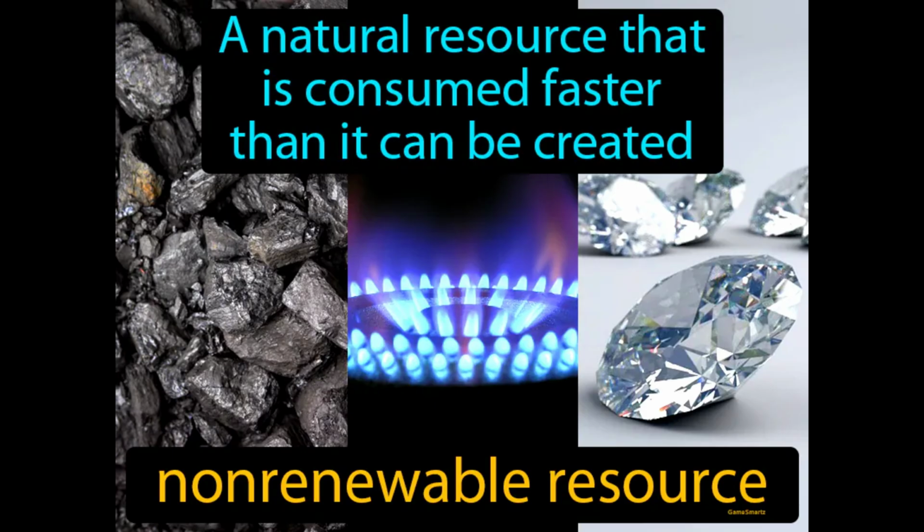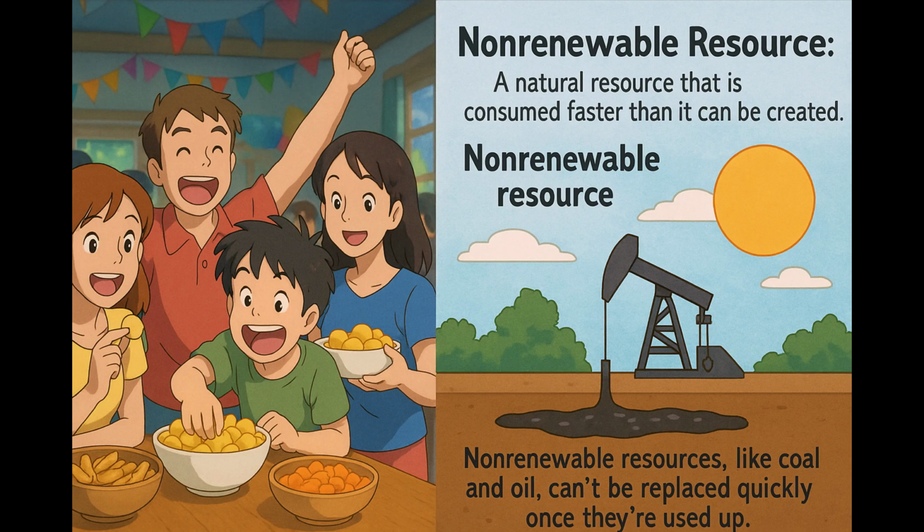A natural resource that is consumed faster than it can be created is called a non-renewable resource. In simple terms, non-renewable resources like coal and oil can't be replaced quickly once they're used up. Imagine you're at a party with a limited number of snacks, and everyone is eating them faster than they can be replenished. This situation is similar to how non-renewable resources work. They are used up at a pace faster than nature can produce them.